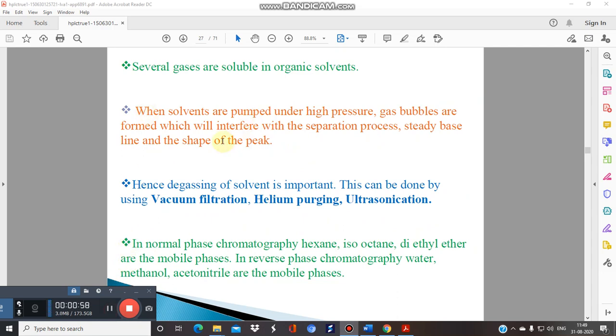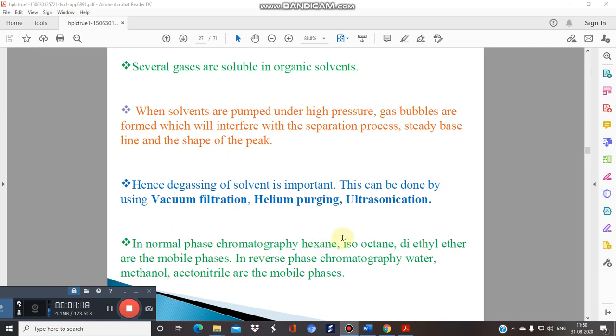So what happens when solvents are pumped under high pressure? Sometimes gas bubbles appear, so we have to perform the process of degassing. Degassing of the solvent is a very critical step, and it is simply done by using different techniques like vacuum filtration or ultrasonication.